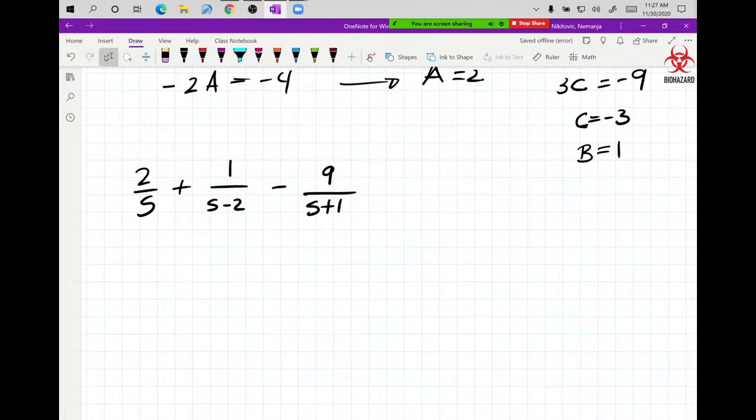So, and this is my F of s. C is negative 3. Oh, thank you. Yes, yes, yes. C is negative 3. I was just testing everyone, and you just passed this test. Very good.